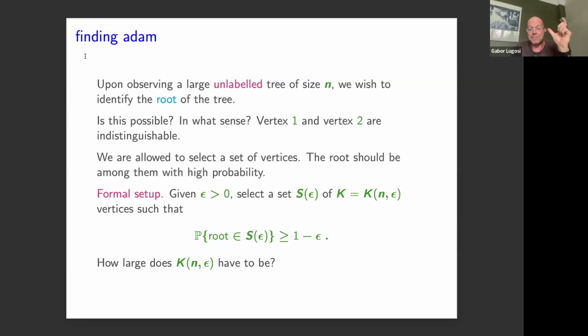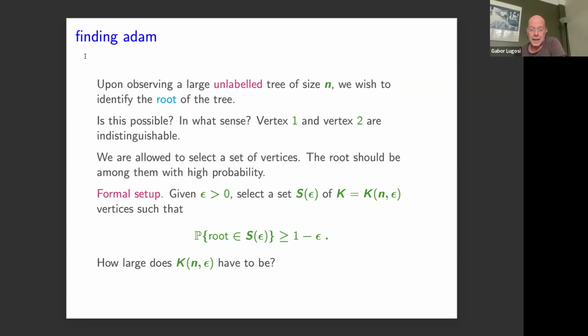In what sense is it possible to find Adam, to find the first vertex? Obviously, Adam and Eve, vertex number 1 and vertex number 2, are completely indistinguishable if you don't see the vertex labels, so it's impossible to actually find Adam with high probability. So we have to relax the question a little bit.